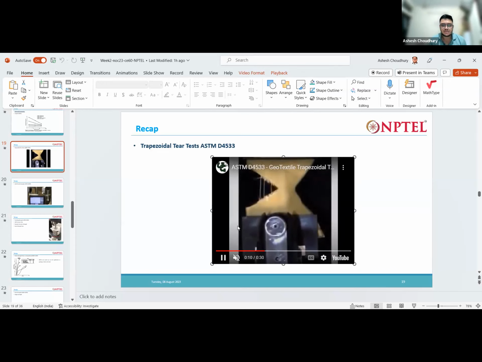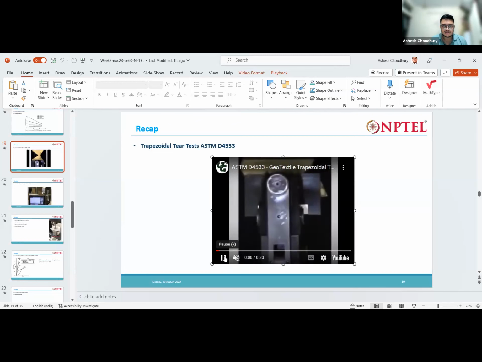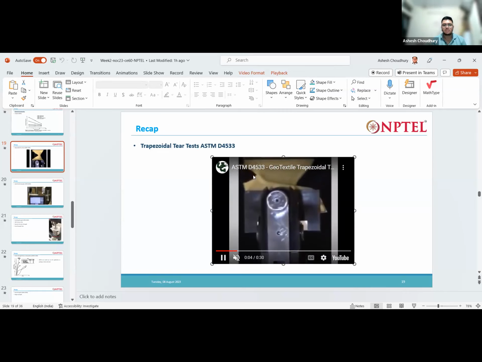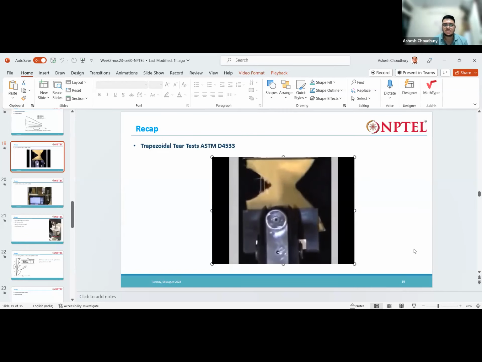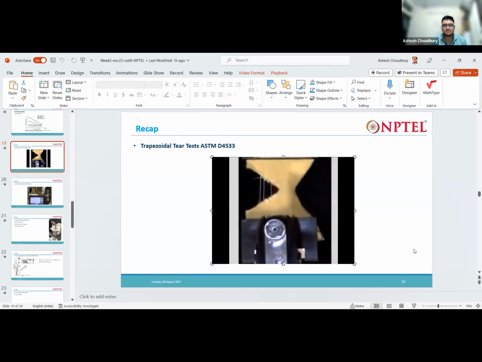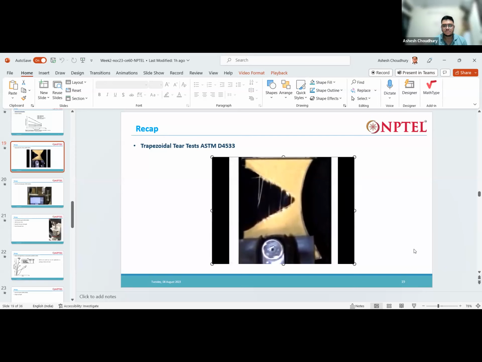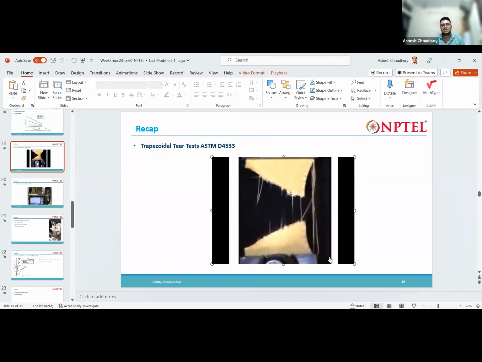Okay, so initially, it's not clear here. Initially there is a small cut made here, and then these clamps are pulled. You can see there is rupture of this geotextile. Okay, so like this we have the rupture.